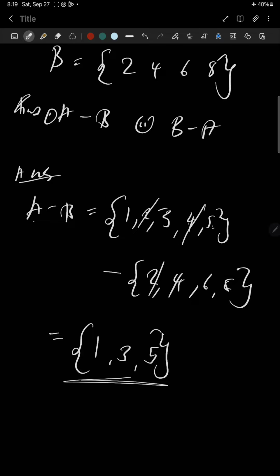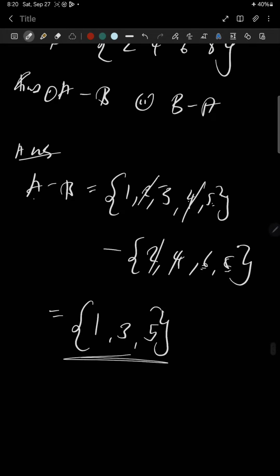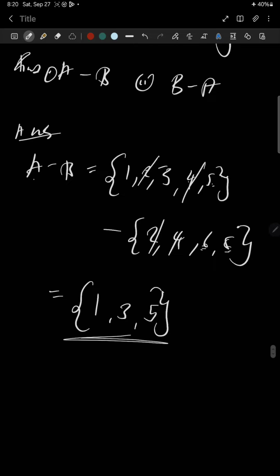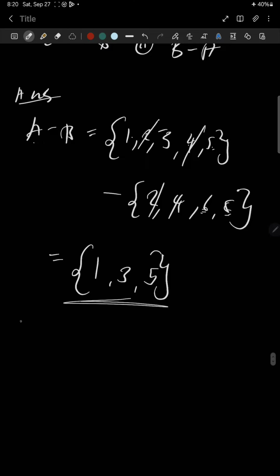What of these? Well, we said A minus B means the members that are found only in A and are not found in B. So we don't care about these, they are only found in B, they're not found in A. We only care about those numbers which are found in A and are not found in B, which are 1, 3 and 5. In other words, numbers that are found in A only. That's what it means.